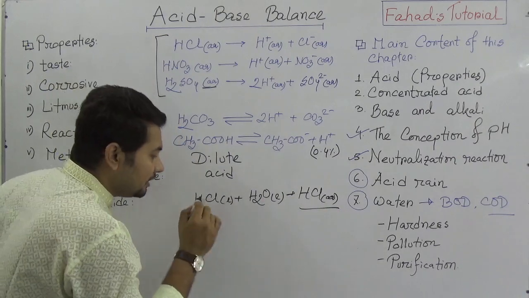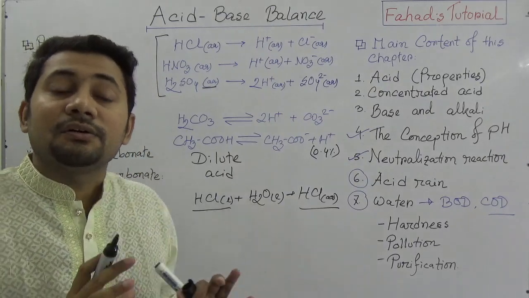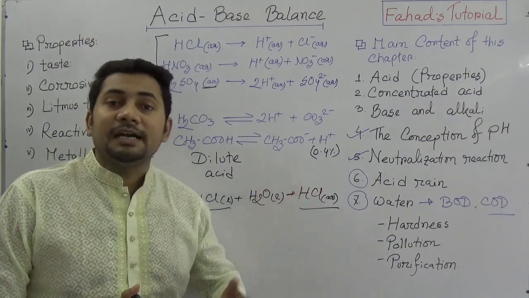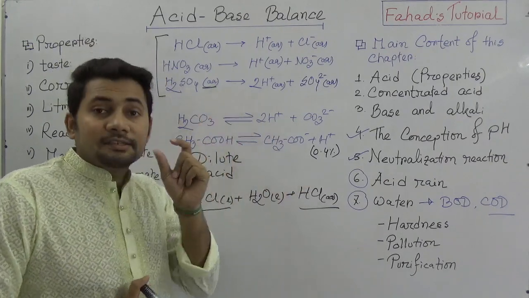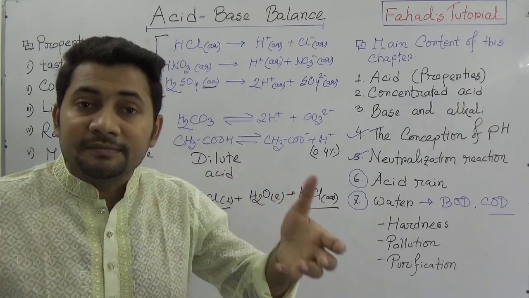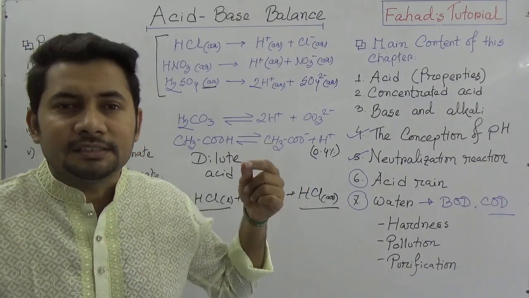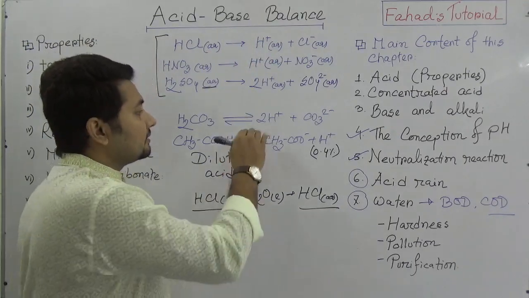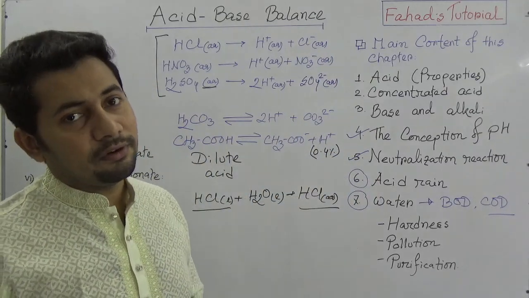aqueous solution. So if the concentration of hydrochloric acid is higher than water, then we say this is concentrated HCl. But if the concentration of water is much higher, then we say this is dilute acid. The strength of acid depends on the dissociation power, or the rate of dissociation of protons in the solution. When it dissolves in water, if it dissociates 100% protons, then we say this is strong acid. But in this case, it means the reaction is reversible. So this is dilute or weak acid.